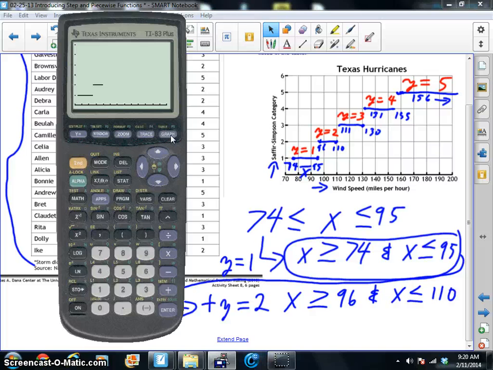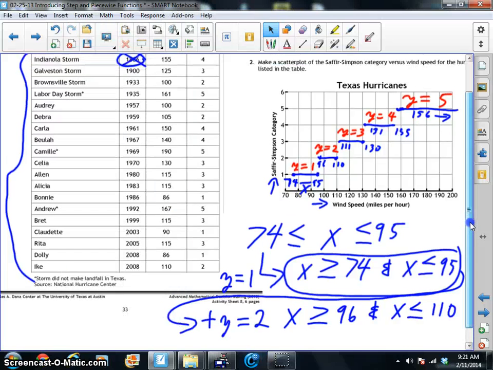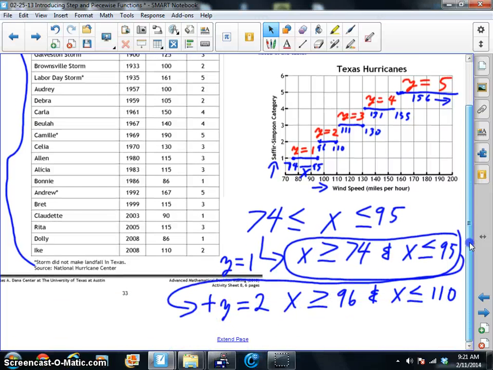Another thing I want you to consider, what are our rules to have a function or not? What do we need to know? What do we need to not have? Remember, x cannot repeat. That's what you need to remember. X cannot repeat in a case where you have a function. So this is the one piecewise function, one big old function that we put together.